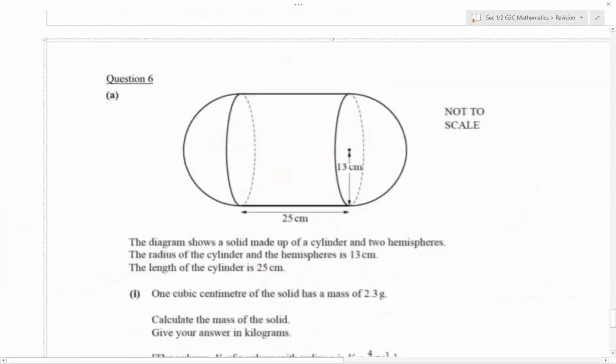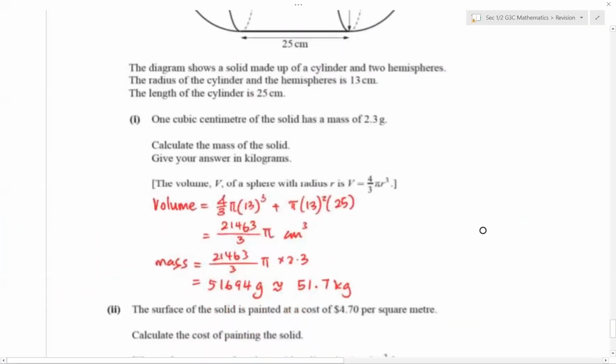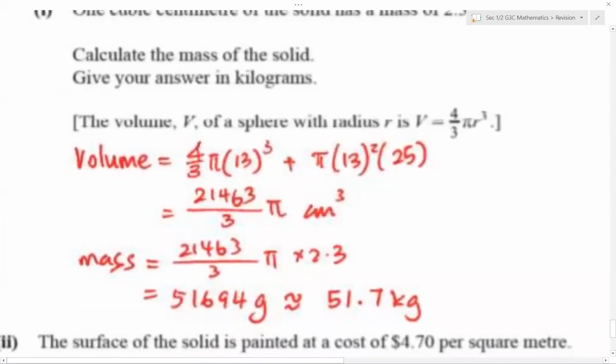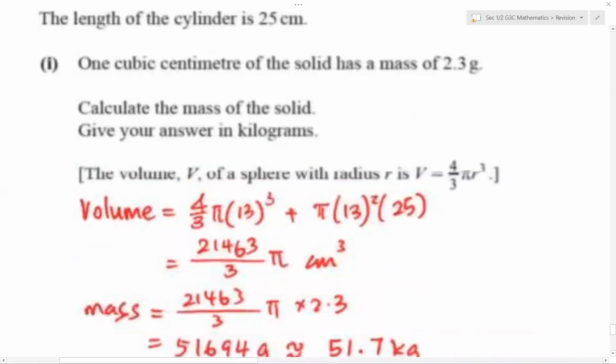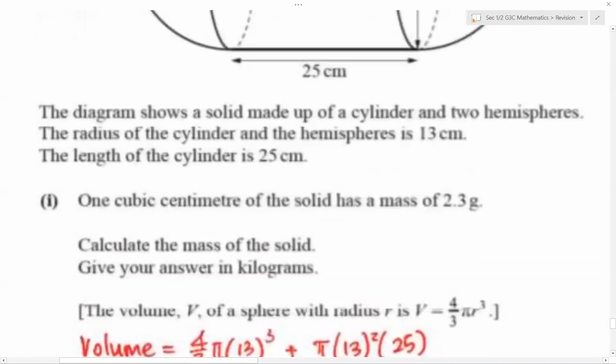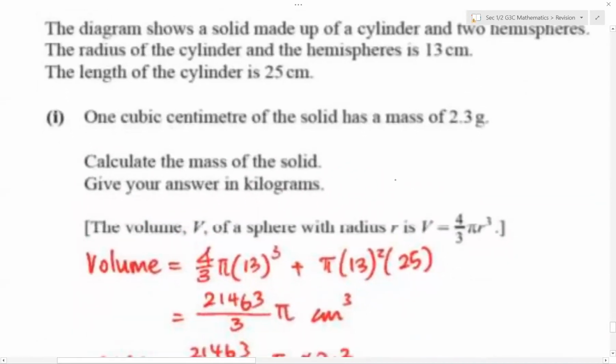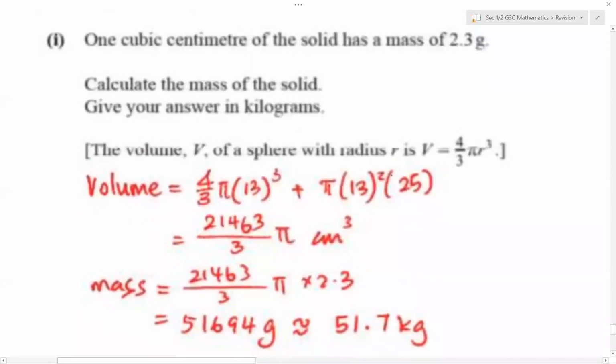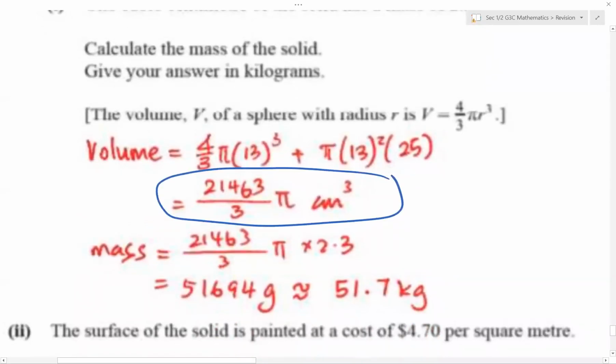Question 6 is pretty straightforward. So I'll just show you the volume. I left it in terms of pi first, so that it is very exact. Okay, we've got volume of a sphere plus volume of a cylinder. Sphere because it's two hemispheres, so added up they become a sphere. Okay, then the mass.